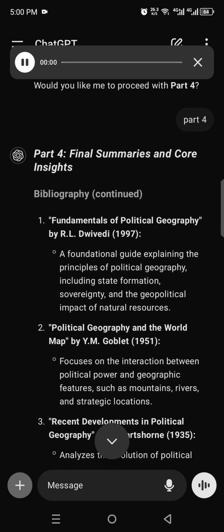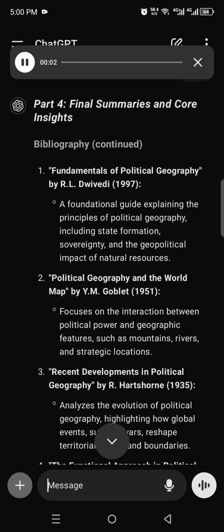Part 4. Final summaries and core insights. Bibliography continued. 5. Fundamentals of Political Geography by R. L. Dwivedi, 1997, a foundational guide explaining the principles of political geography, including state formation, sovereignty, and the geopolitical impact of natural resources. 6. Political Geography and the World Map by Y. M. Goblet, 1951, focuses on the interaction between political power and geographic features, such as mountains, rivers, and strategic locations.